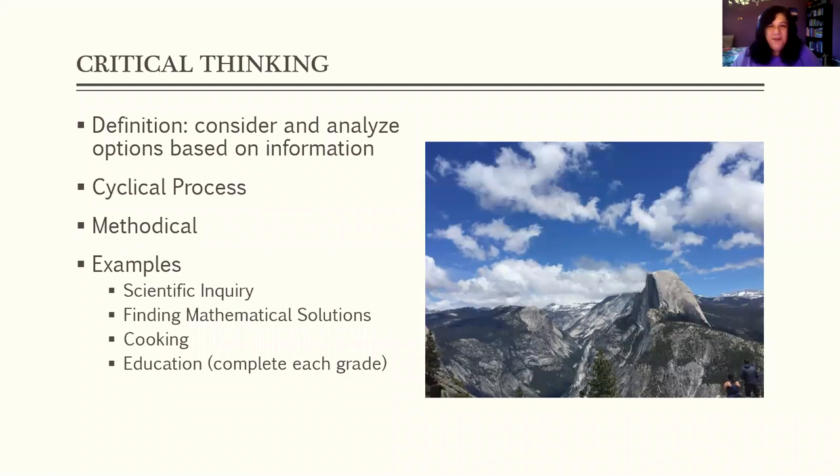Let's talk about critical thinking. You're sure going to hear a lot about it in nursing school. If we had to make a definition, I would say it's to consider and analyze options based on information. But it can't be information like emotions and judgments. It has to be based on solid evidence. It's also a cyclical process, so it never ends. It just keeps going round and round. And it's also very methodical, so you can't skip from A to R to P to C. You have to do everything in an order for the most part.